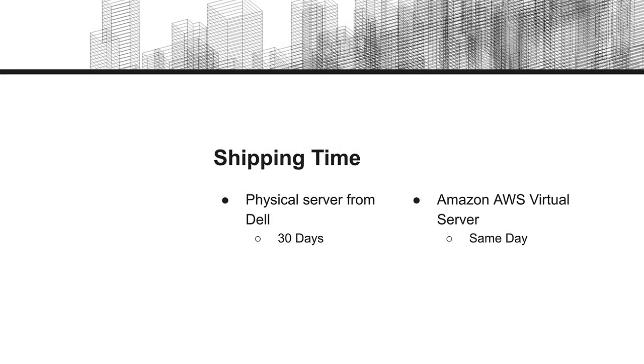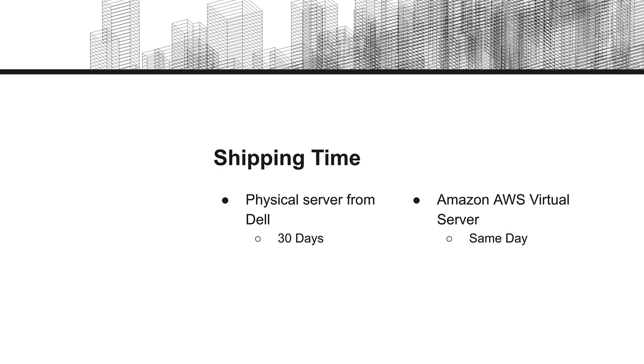The next thing we'll look at is shipping time. The order that I specced out on the Dell site was about 28 days for shipping, so let's round it to 30 days. There's going to be some receiving time based on the type of organization you have, but about 30 days. With Amazon AWS deploying a virtual server, it's going to be the same day. It only takes minutes to provision a virtual server. Now there may be software installation or configuration, but you would have that both ways. But this is really the dramatic difference: time to market.